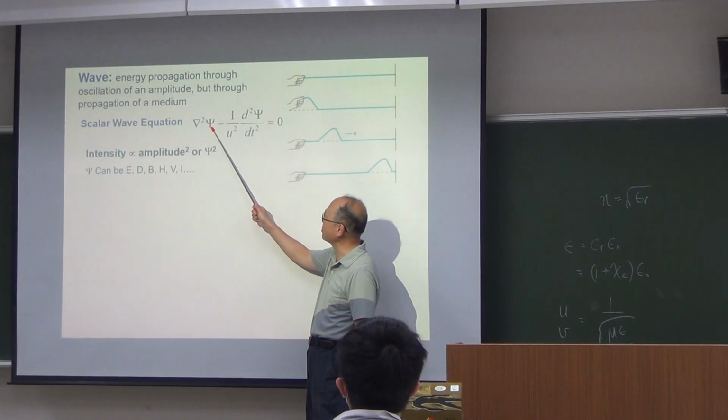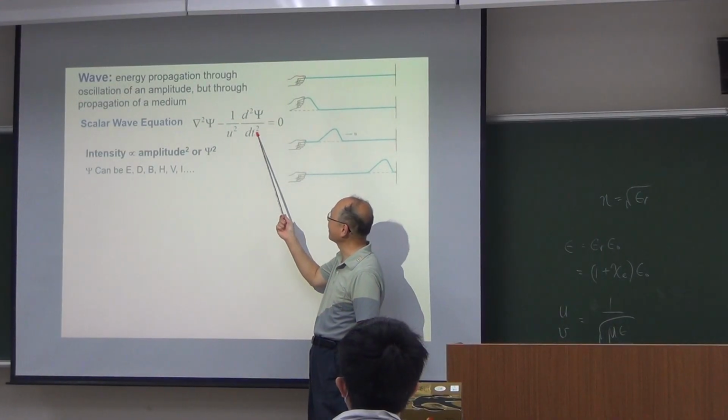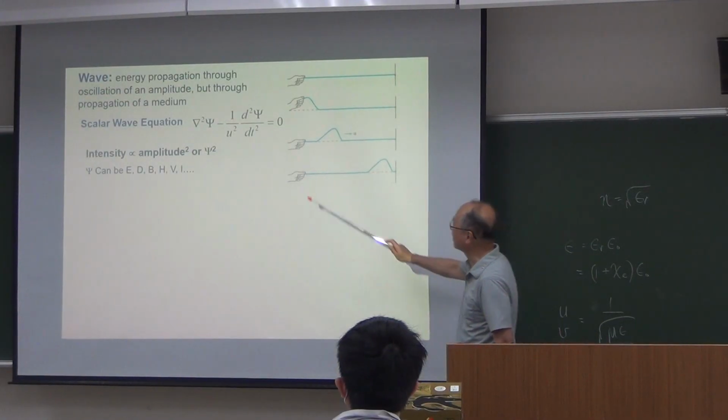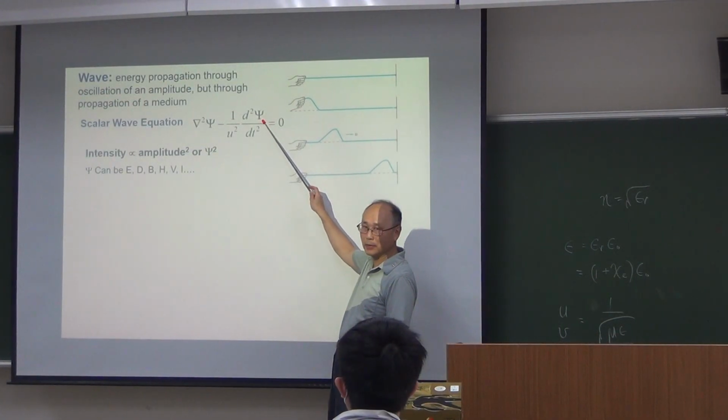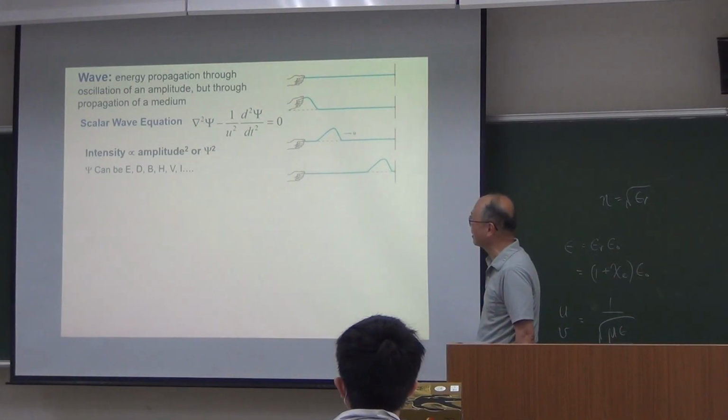You take the variation of the amplitude over space and over time to describe the wave phenomenon. And this is the amplitude. It's not a material. It's the amplitude of something. It's the amplitude of the wave.